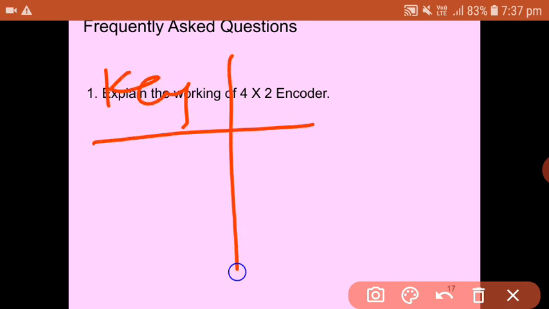Explain the working of 4 by 2 encoder. Whenever the question is asked like this, first you need to draw the circuit or draw the truth table, like key pressed, and 4 by 2 encoder means it will be having two outputs.